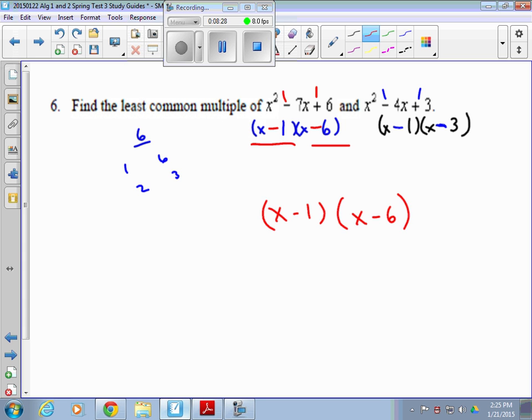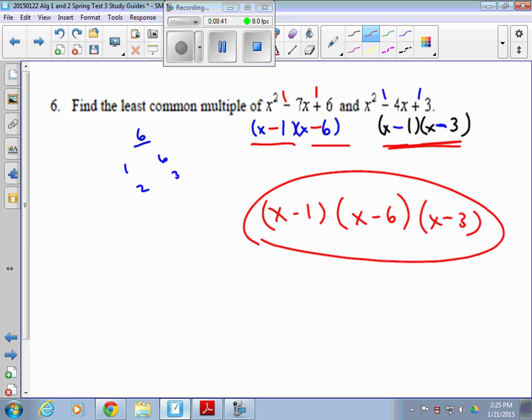Now, when you look at the other side, at this one here, x minus 1 is already represented. We don't have to do it again. You need to represent the x minus 3, though, and that gives you the least common multiple: x minus 1 times x minus 6 times x minus 3.